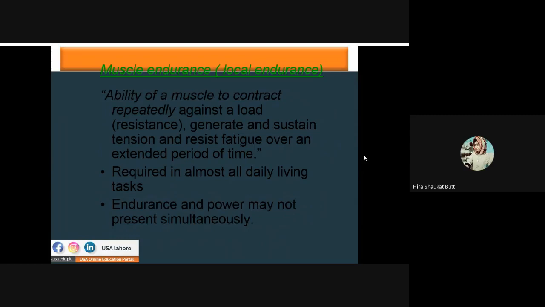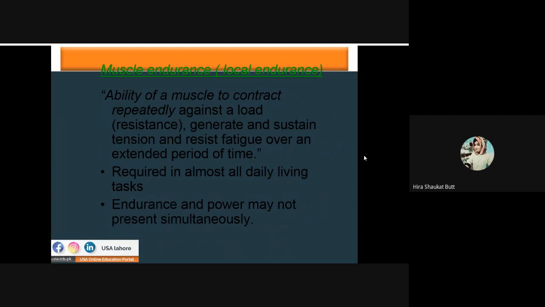Okay. So we have discussed three components of muscle performance. Number one is muscle strength, number two is muscle power, and number three is muscle endurance. If the muscle can do some activity, some ability, it has to perform action, that will be muscle strength.